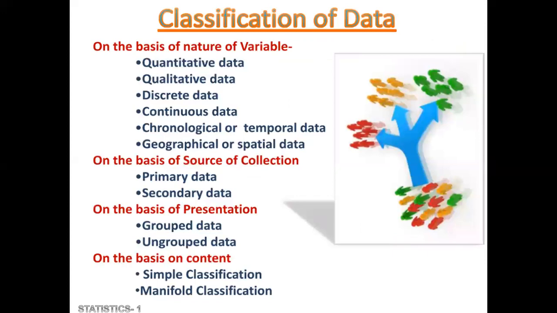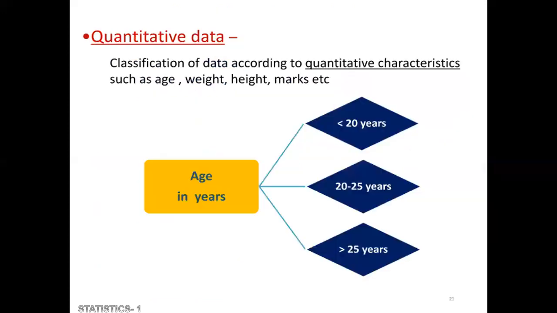So classification of data can be done on various factors. Based on this, we have different classifications. The first one is on the basis of nature of variable. We have quantitative data, qualitative data, discrete data, continuous data, chronological or temporal data, or geographical or spatial data. On the basis of the source of collection, the classification can be primary data or secondary data. On the basis of presentation, the data can be classified as grouped data or ungrouped data. On the basis of content, it can be classified as simple classification or manifold classification.